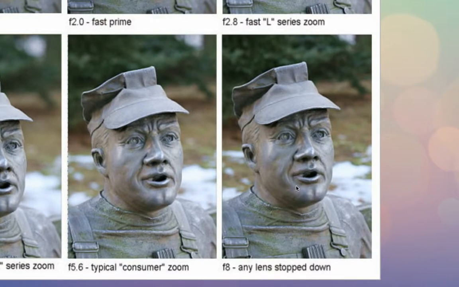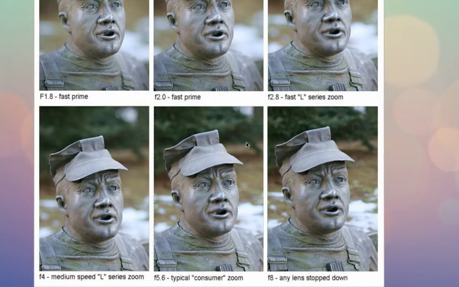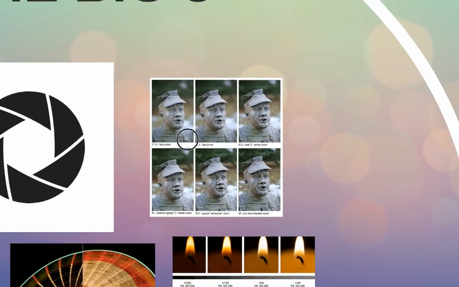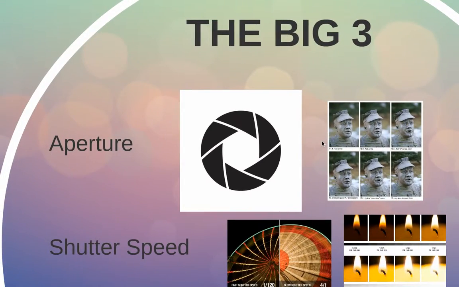Now, this example only goes up to F8. If you kept going, 11, 16, 22, the background has become more and more clear. So that is basically what aperture does. Aperture is the size of the hole that your camera allows light to go in.